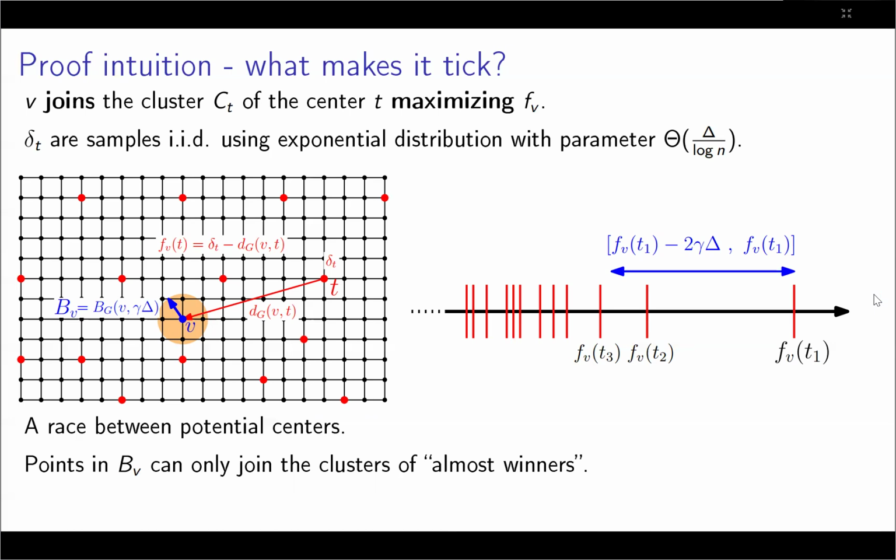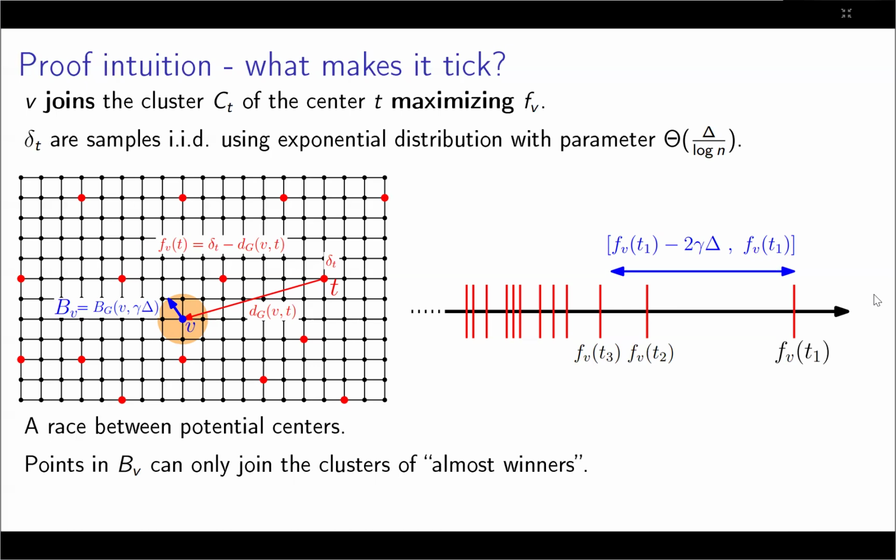In the sense, I know that every point U here will go to some center which maybe is not the winner one, but it could not be very far away. Specifically, the only centers which are possible for a vertex U in this ball to join are called almost winners, whose distance from their point in the race to the winner is at most 2 gamma delta.